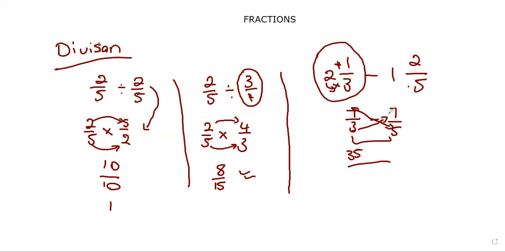3 times 7. 7, 14, 21. Plus what? 21. 3 times 5 is 15. 35 plus 21. What do we get? We get 56 over 15.